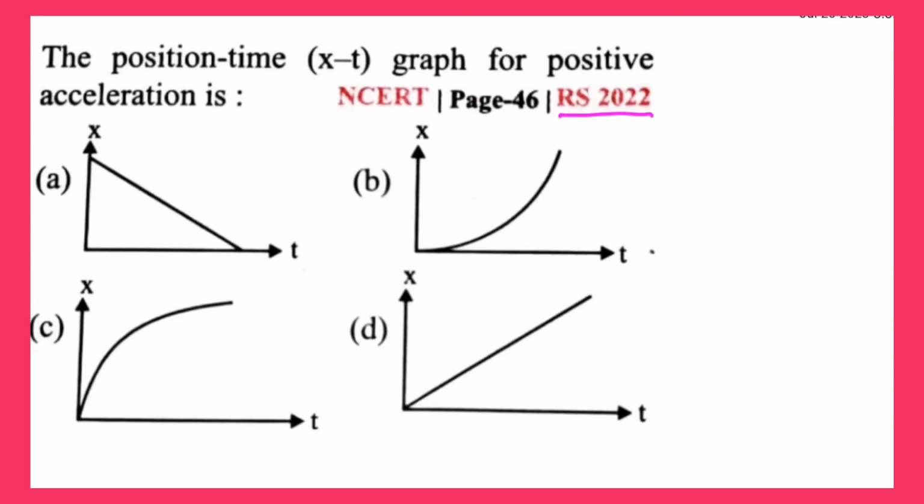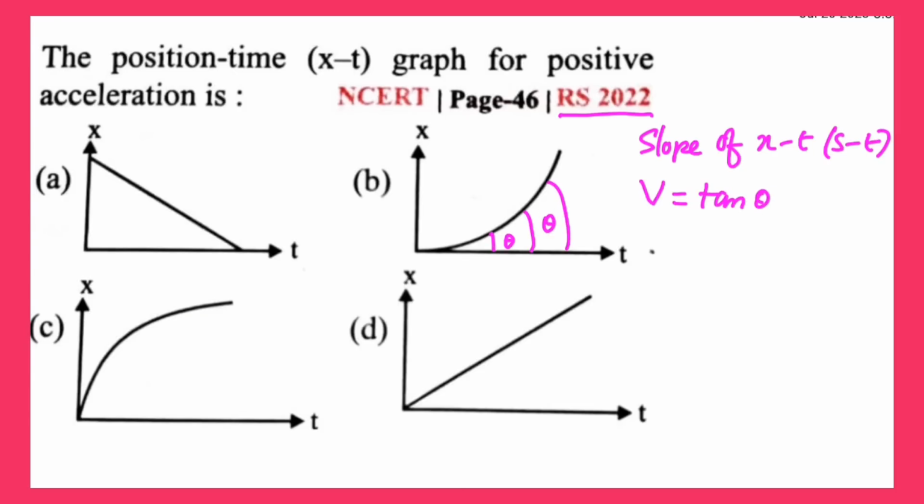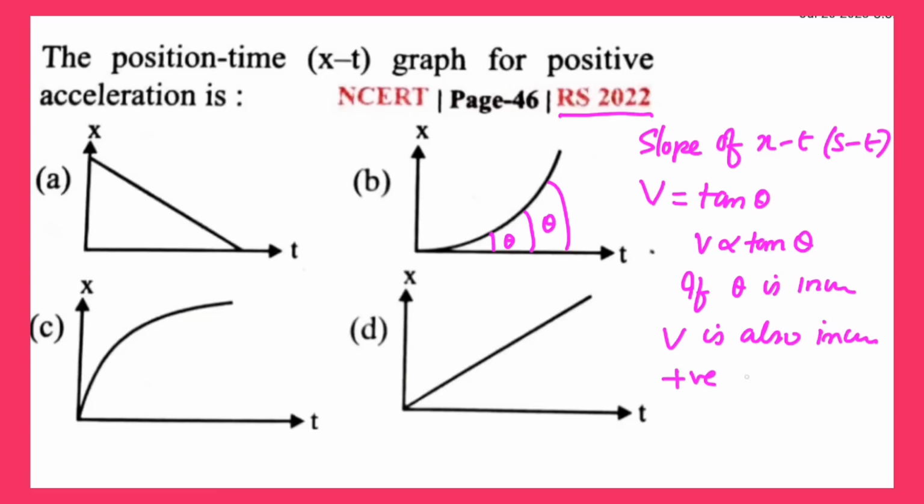My dear students, if you want to find out the slope of the x-t graph, that is the position-time graph, also called the displacement-time graph, you will get the velocity. Velocity is nothing but tan theta. If you observe in diagram B, theta is slowly increasing, and v is directly proportional to tan theta. If theta is increasing, v is also increasing. That means it has positive acceleration. So this is going to be your correct option.